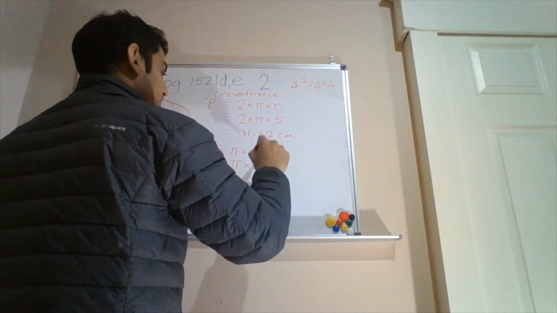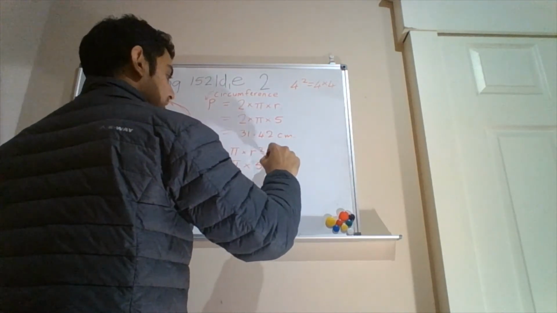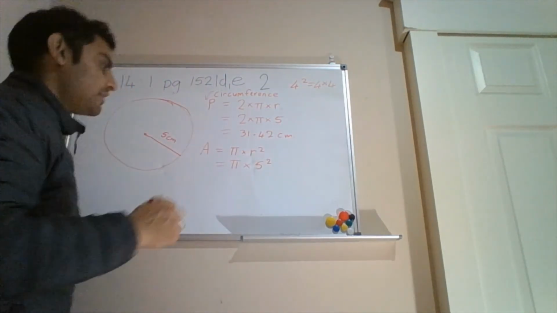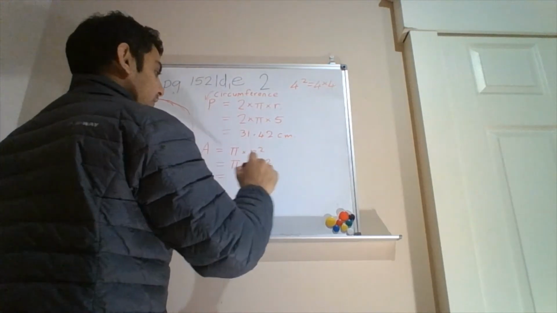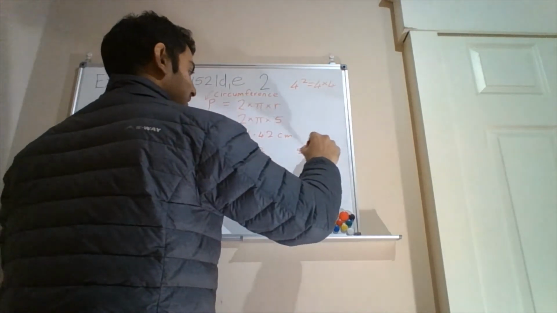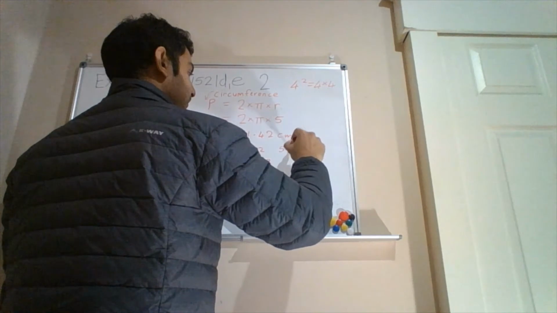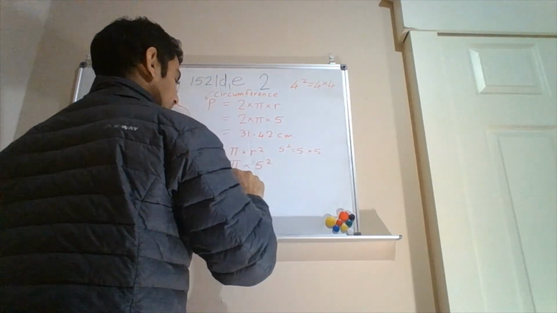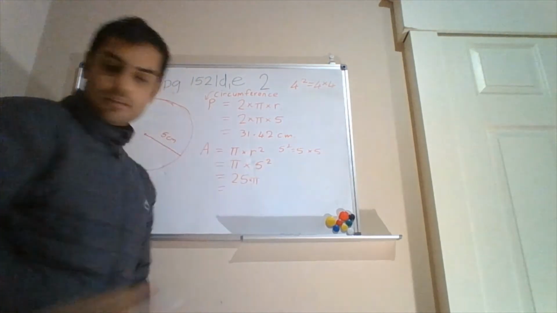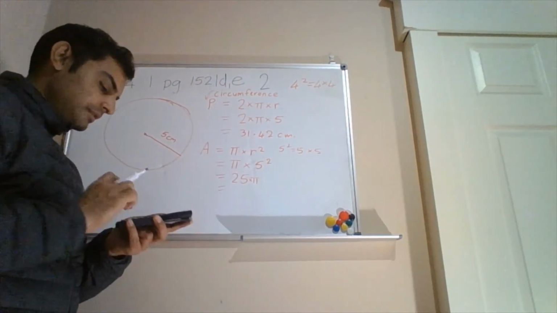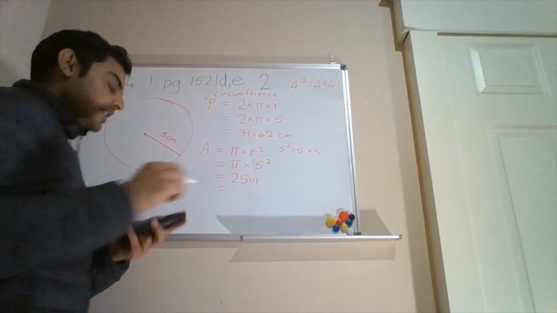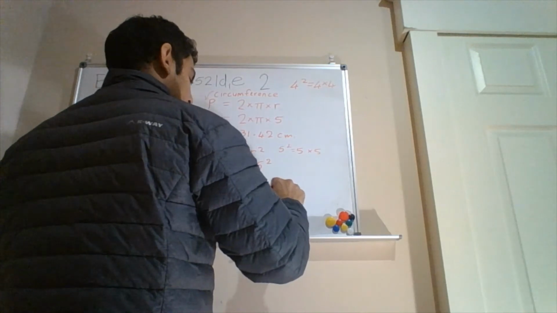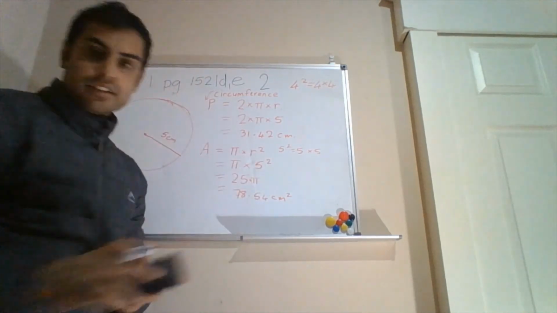So we're going to substitute 5, and don't forget it's 5 squared because our formula is r squared. Okay, so 5 squared is 5 times 5, which is 25. So we get this to be 25 times pi. And I get 78.54. Don't forget our unit, centimeters squared.